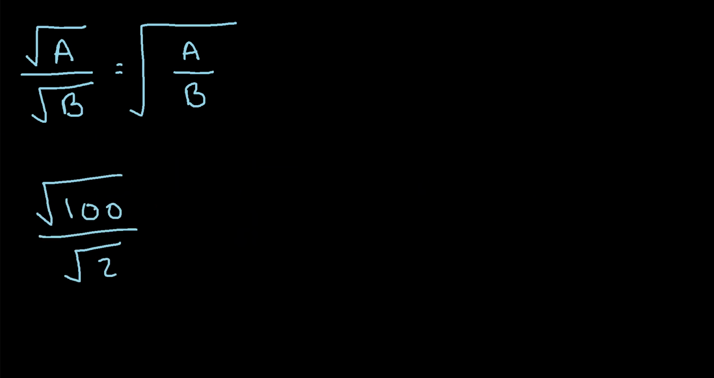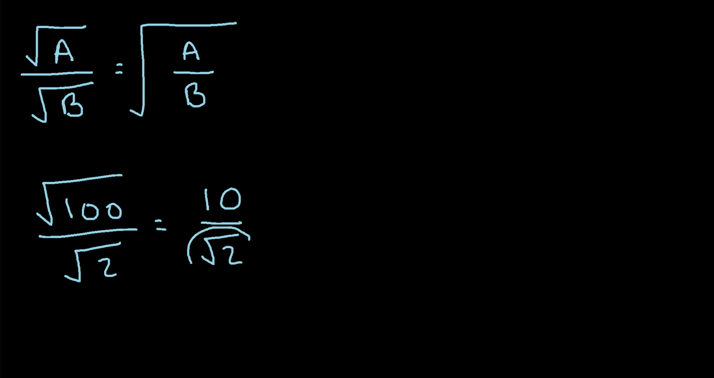Let's say we have the square root of 100 divided by the square root of 2. We could go through this process of writing this as the square root of 100 divided by 2 and going from there. But if you happen to know directly what the square root of 100 is, you can just write that, and that's probably a little bit quicker. So the square root of 100 is 10. So we really have 10 divided by the square root of 2.